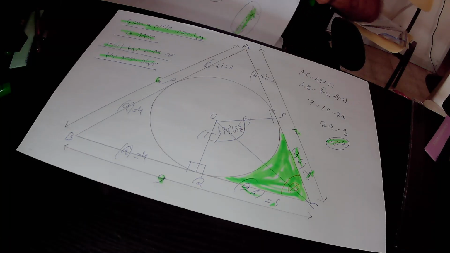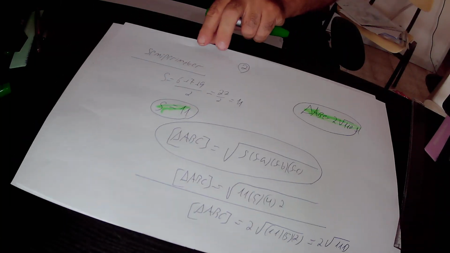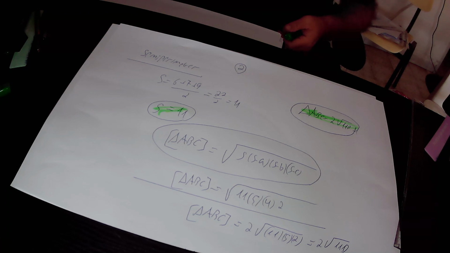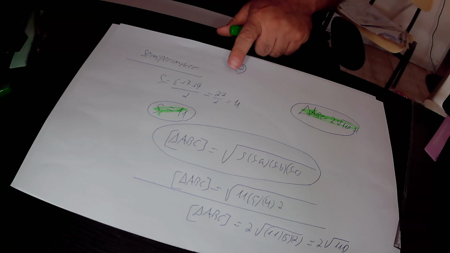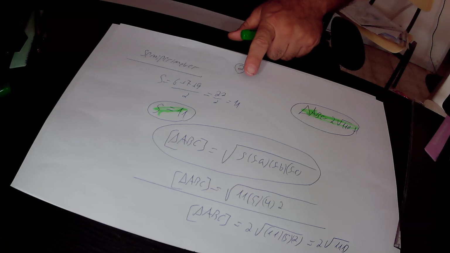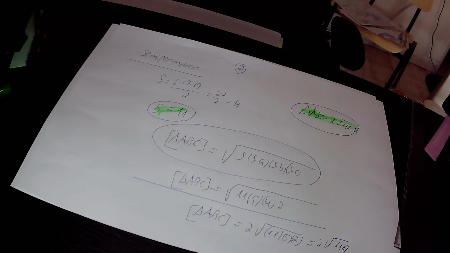And again, the semi-perimeter of any triangle equals the perimeter, that is 6 plus 7 plus 9, over 2. 6 plus 7 is 13, and 13 plus 9 is 22, over 2. 22 over 2 is 11. So the semi-perimeter of triangle ABC equals 11 units in length.